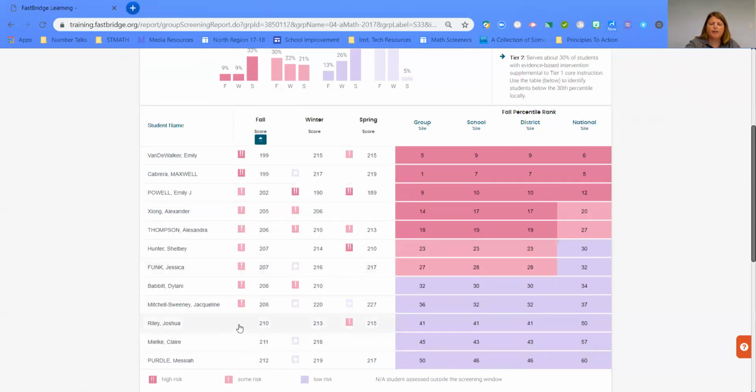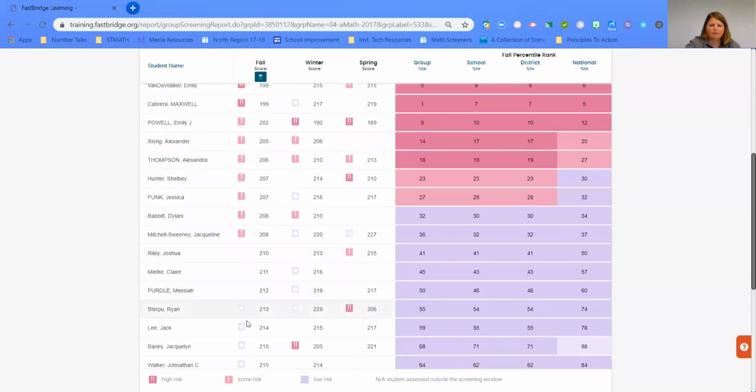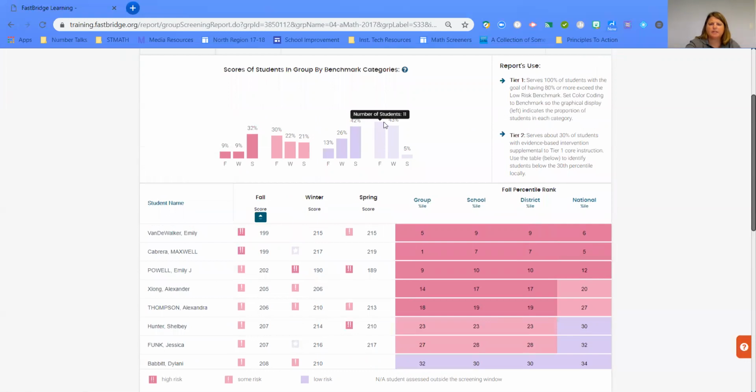The students that don't have anything next to them are represented by this darker purple, which is students that are at low risk. And then if I scroll down a little bit more, I can see students that have that star next to them, which is representative of being in this advanced category.